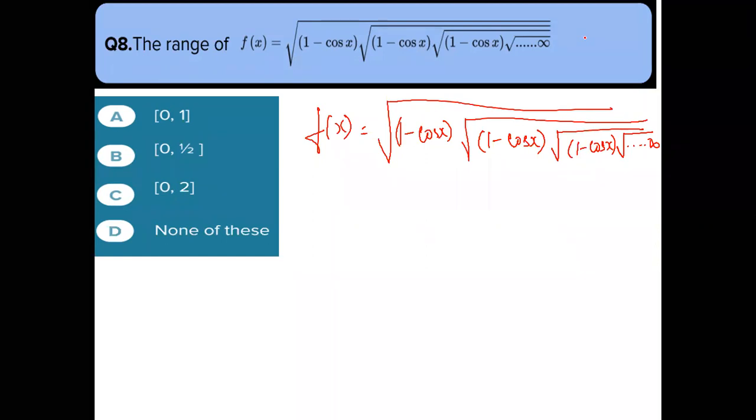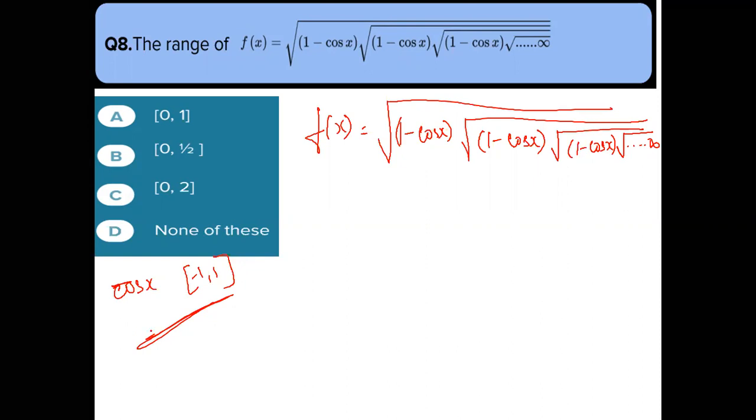Cos x takes values... it is a real number, but I'm asking about range, not domain. Okay, Dikshita has given me the answer. The range of cos x is -1 to 1, the closed interval -1 to 1. We are not talking about inverse trigonometric functions, we are talking about the direct function. Range of cos x is -1 to 1.